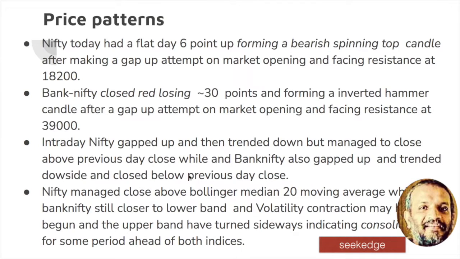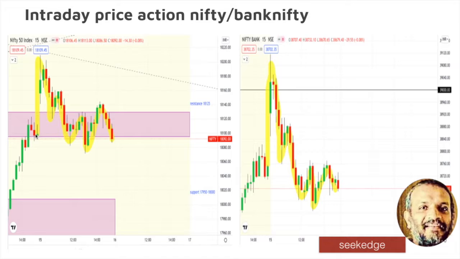So what happened, it is a flat day for the Nifty, 6 points, and we have a spinning top. Flat day again for Bank Nifty, 30 points down actually, and an inverted hammer kind of pattern. We already saw that. So intraday it was a gap up actually. Look at what happened intraday. It closed here and then gapped up and faced resistance at 18200, then trended downside to the previous support zone from where it gapped up, thereby ending flat.